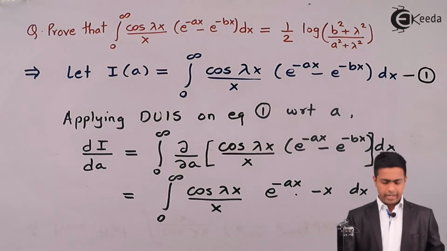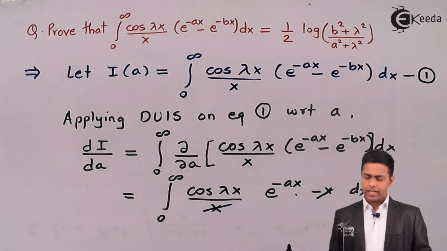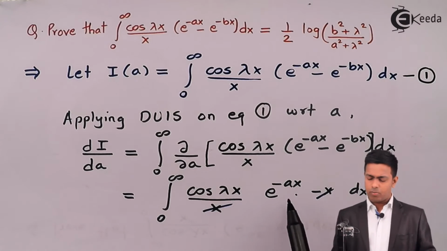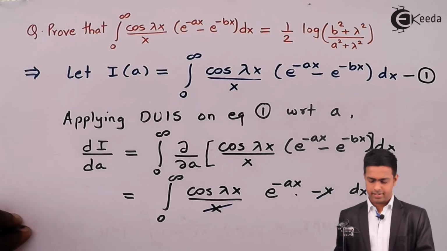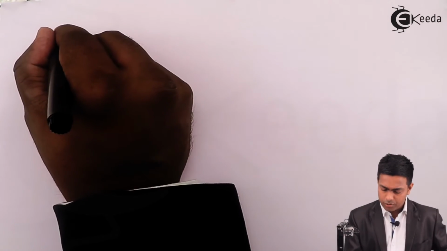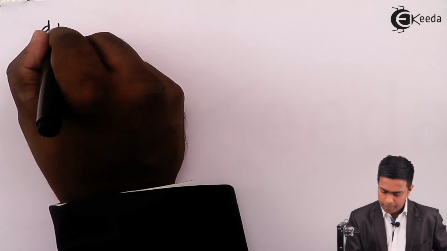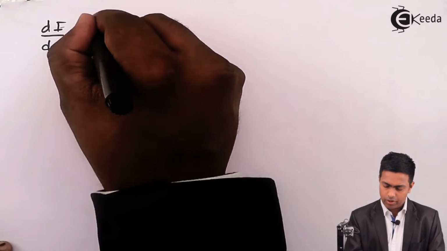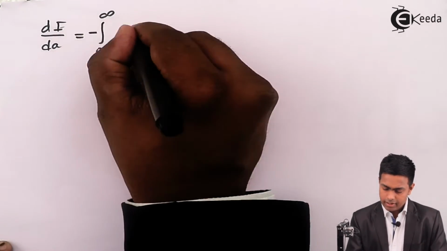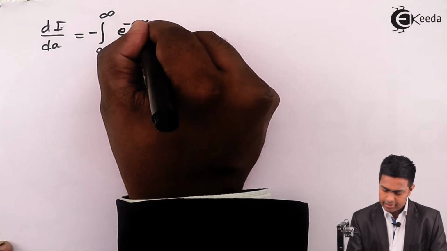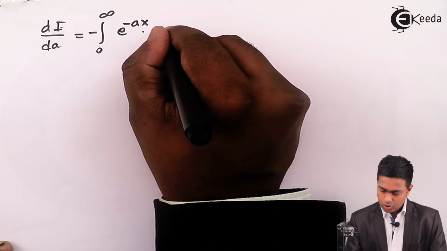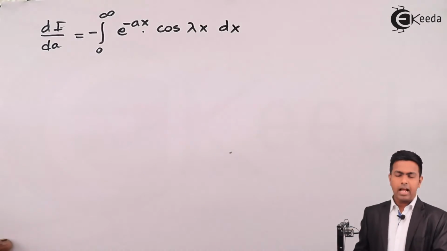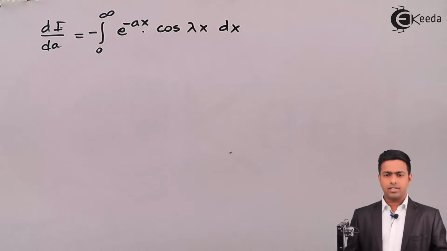Now here we can cancel x and x and take the negative sign outside, and in the integration we'll get e raised to minus ax cos lambda x. So dI upon dA is equal to integration 0 to infinity, minus sign outside, e raised to minus ax into cos of lambda x dx. And now we'll solve this integration.